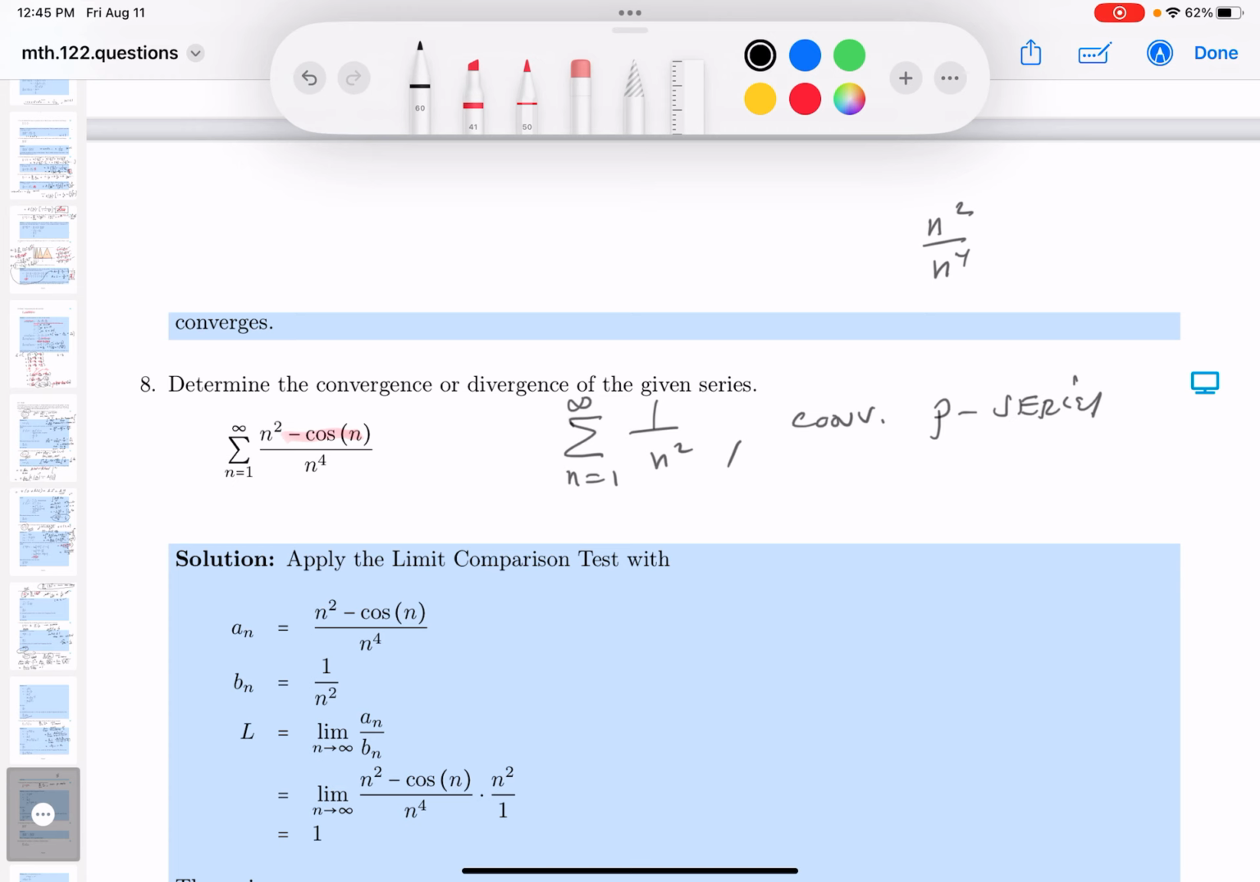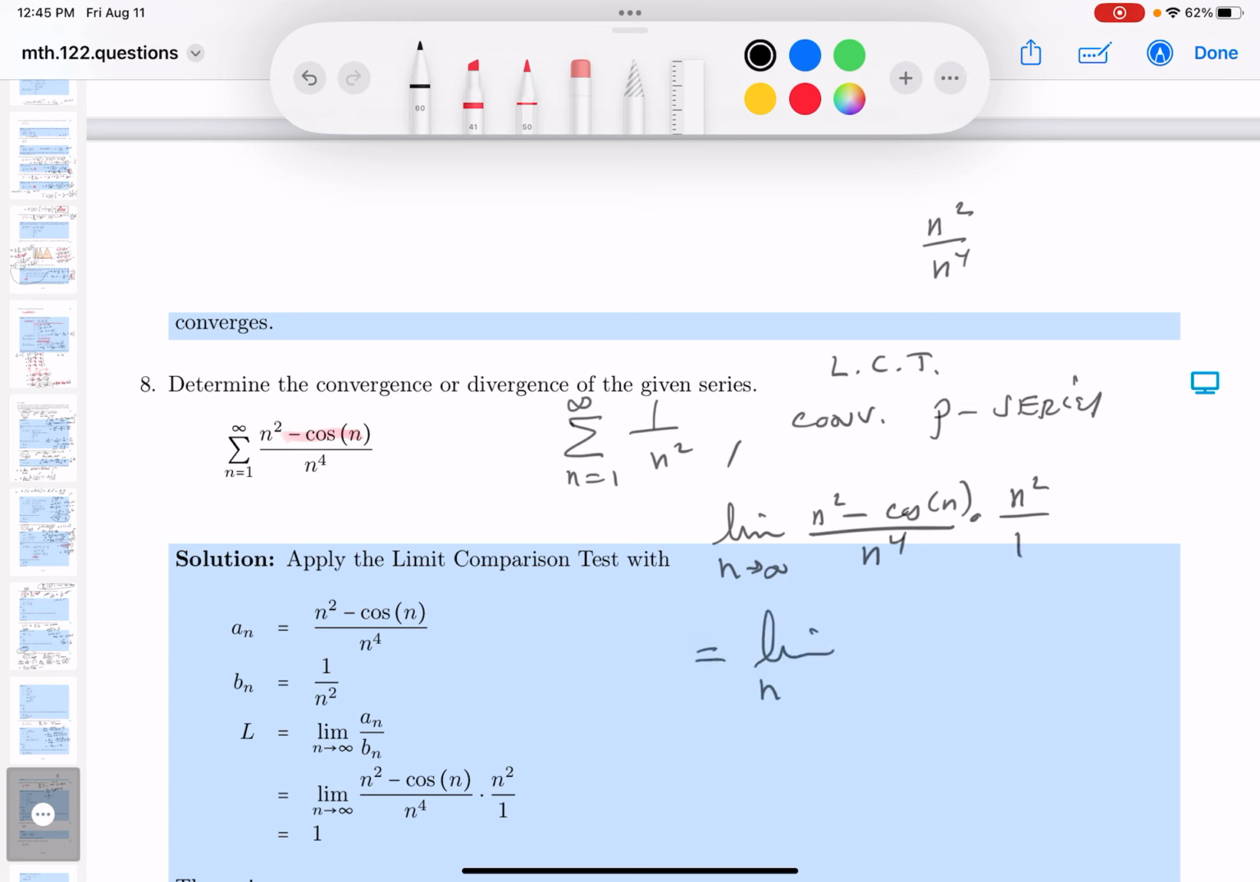What am I going to do over here? Limit comparison test. That's what I'm going to do. It's the easiest thing for me to do. Let's write it down. Limit as n goes to infinity. I'm using a limit comparison test. n squared minus cosine n over n^4, divided by 1 over n squared, but I'm multiplying by the reciprocal, n squared over 1.